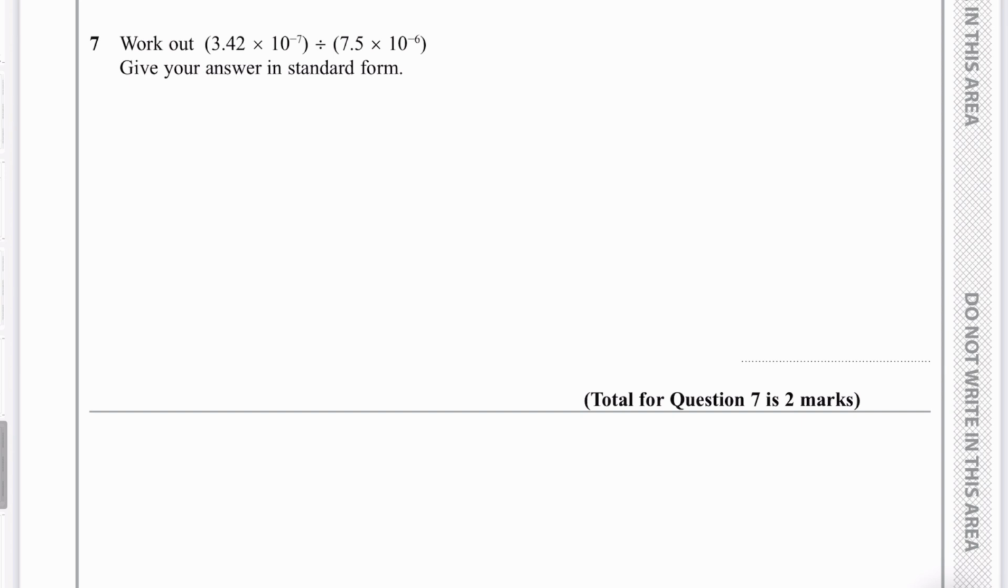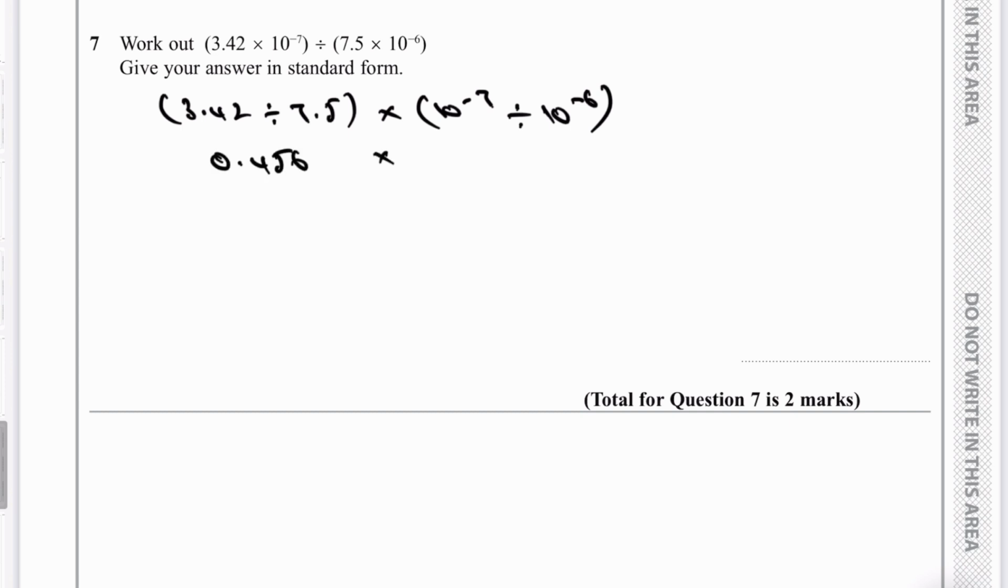I'm not so sure about that. I tend to prefer to write the calculation differently to the standard form, and I just find it a little bit easier to visualize in my head what's going on. So if we look at the first calculation, I'm going to get 3.42 divided by 7.5, which is 0.456, and then the second calculation is going to be 10 to the minus 7 divided by 10 to the minus 6.